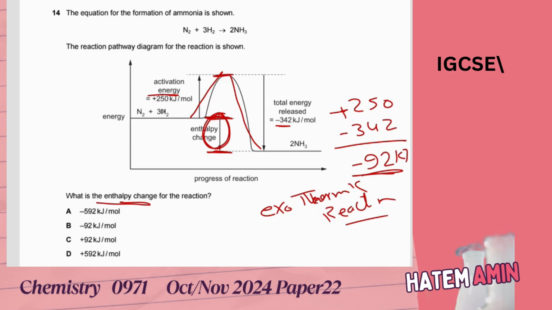The reactants and product are at different levels of energy. The amount of energy stored in the reactants is more than the amount of energy stored in the product. It means this reaction absorbed less than the amount of energy it released. That's why the product energy is lower than the reactants' energy. So this reaction is exothermic, and the correct answer is minus 92.